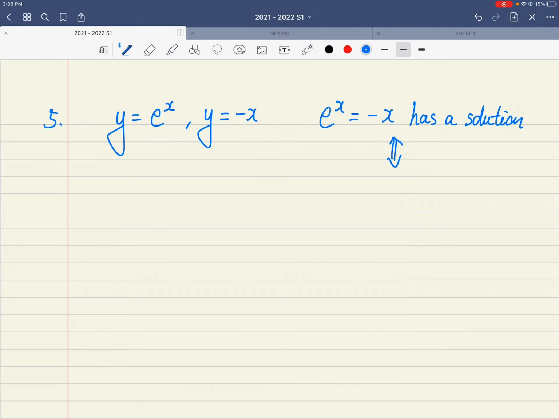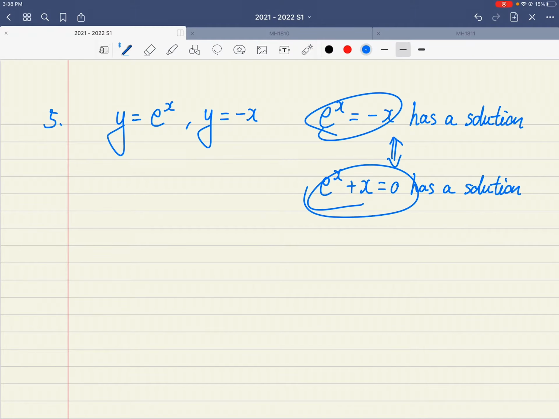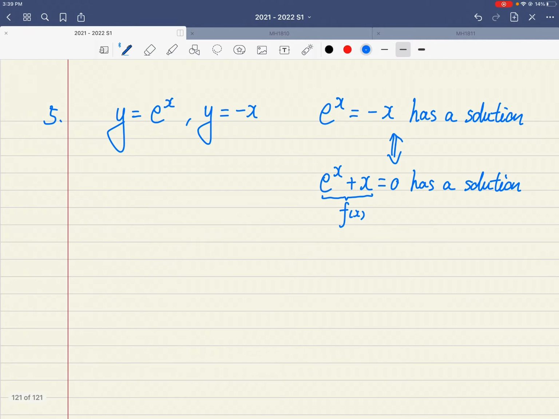Which also means for the left-hand side, you can rewrite it as e to the power of x plus x equal to 0 has a solution. Right? So these two are the same thing. So we can call this left-hand side f(x). Then we want to use the intermediate value theorem. We want to know if it's equal to 0 has a solution.